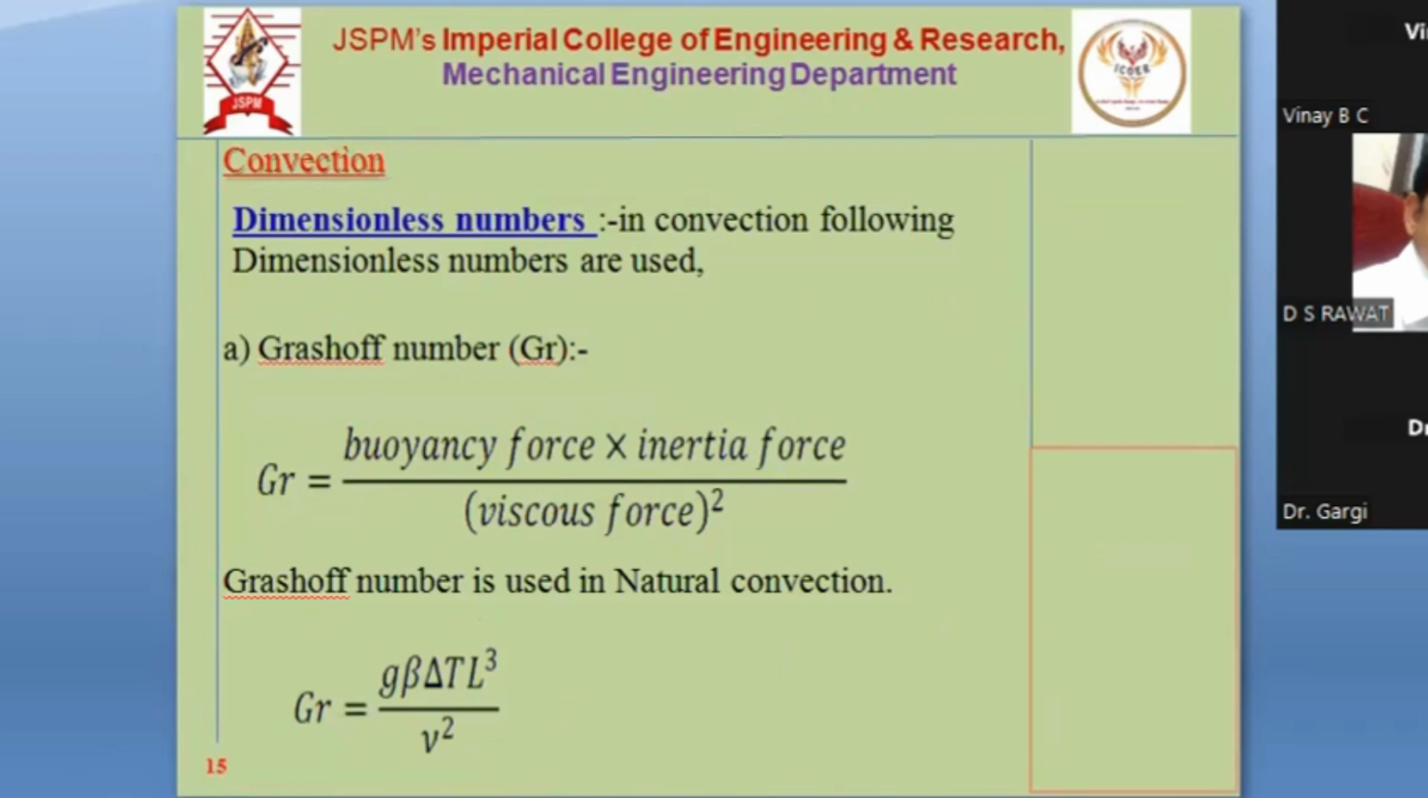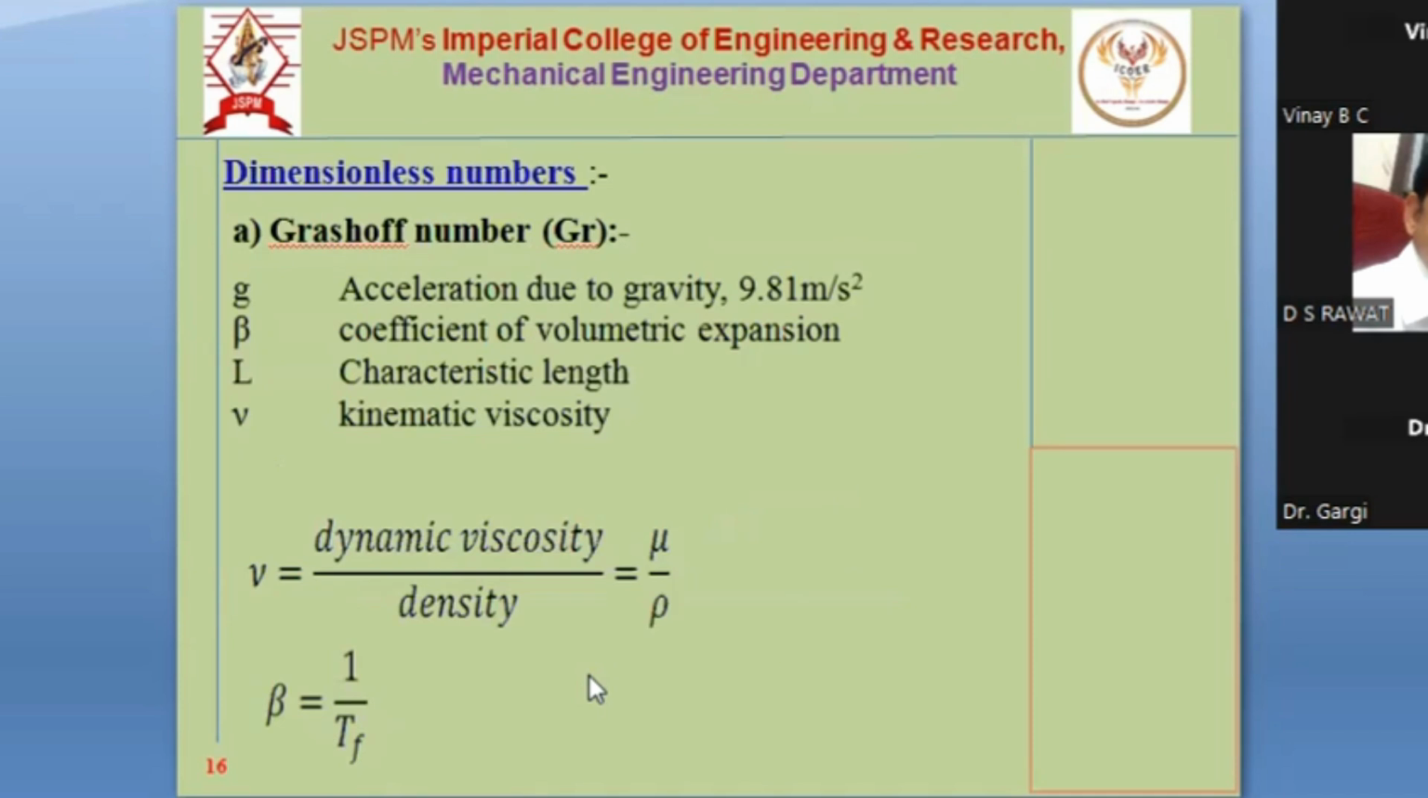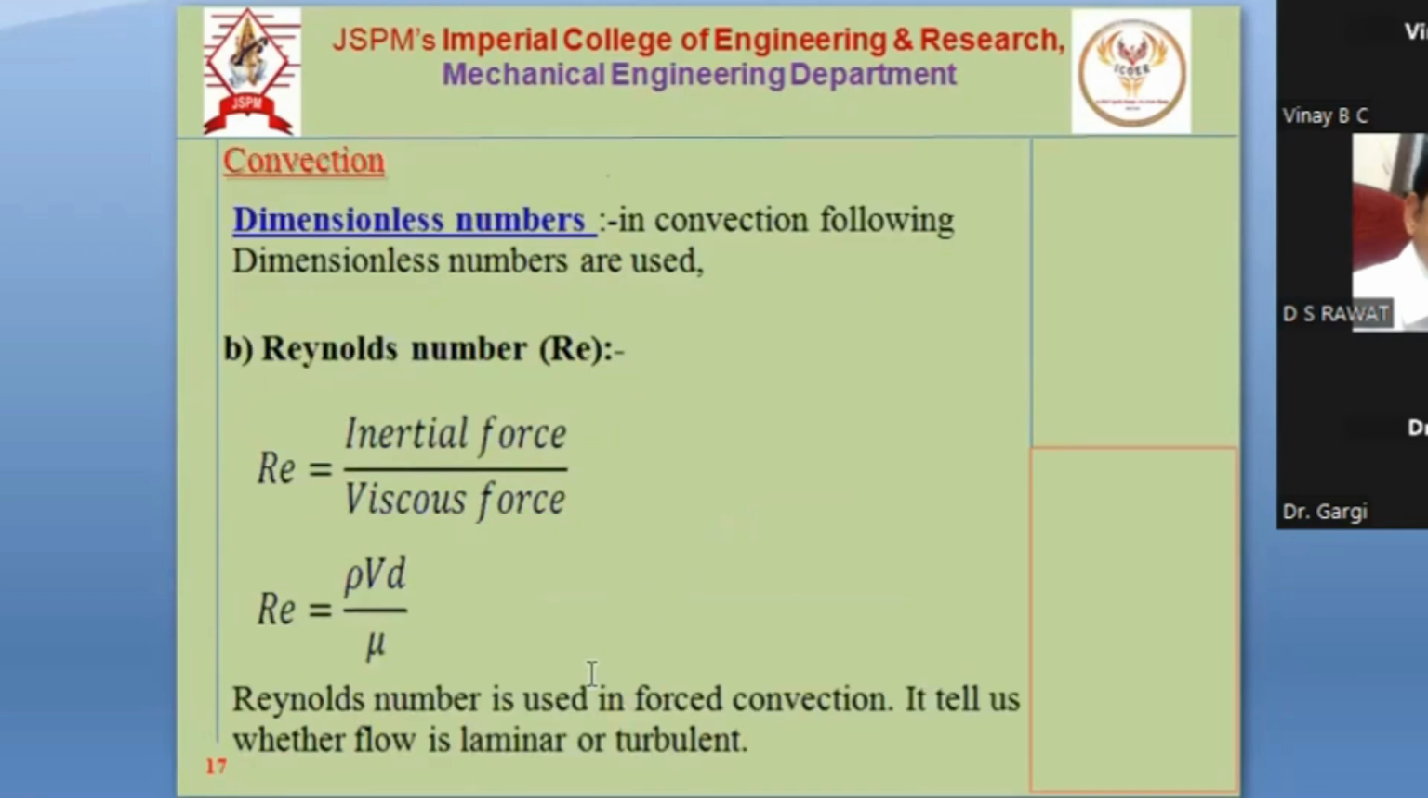Now we'll see one by one. The Grashof number is buoyancy force times inertial force divided by viscous force squared. Grashof number is used in natural convection, as I mentioned earlier. Where nu is the kinematic viscosity, that is dynamic viscosity divided by density, and beta is 1 by T_f, that is, beta is the coefficient of volumetric expansion, and T_f is the film temperature. Then we'll go to the Reynolds number.